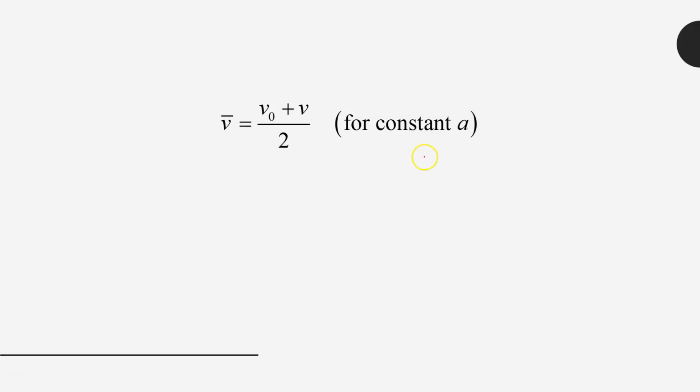Now, since the velocity is increasing or decreasing uniformly with time, we can express the average velocity in any time interval as the arithmetic average of the initial velocity and the final velocity divided by 2. Keep in mind that this expression is only valid for constant acceleration, in which case the velocity increases uniformly.